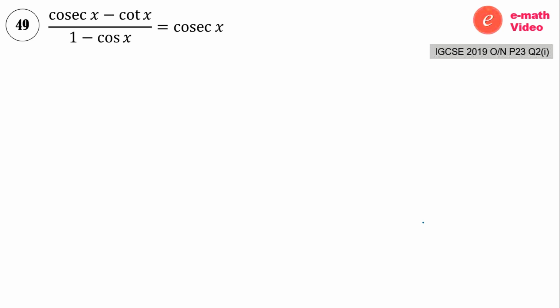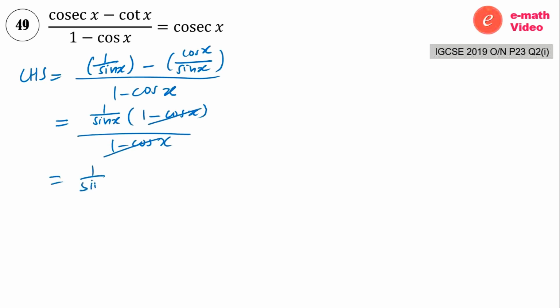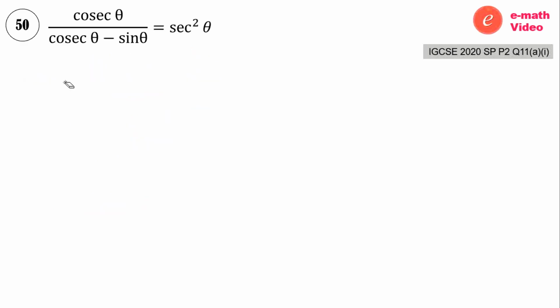Number 49. We will do from left hand side. Equals to, cosecant is 1 over sine x. Cotangent is cos x over sine x. Below don't touch, 1 minus cos x. Equals to, we factor out 1 minus sine x so that I will have a 1 minus cos x which can be cancelled with below. I get a 1 over sine x which is cosecant x. Very happy.